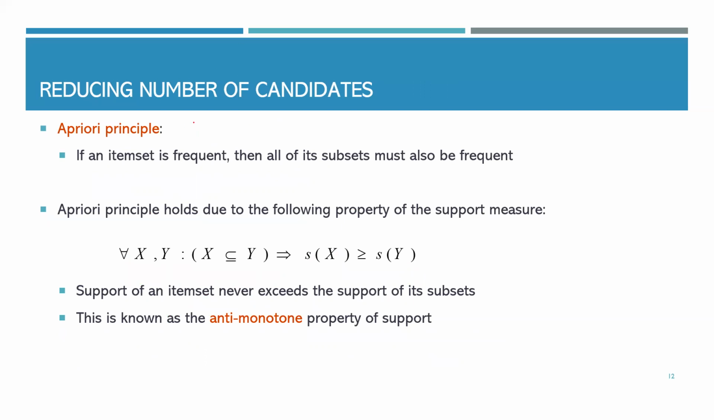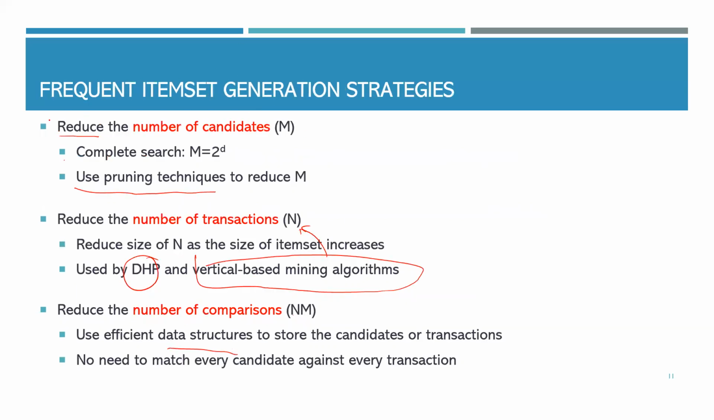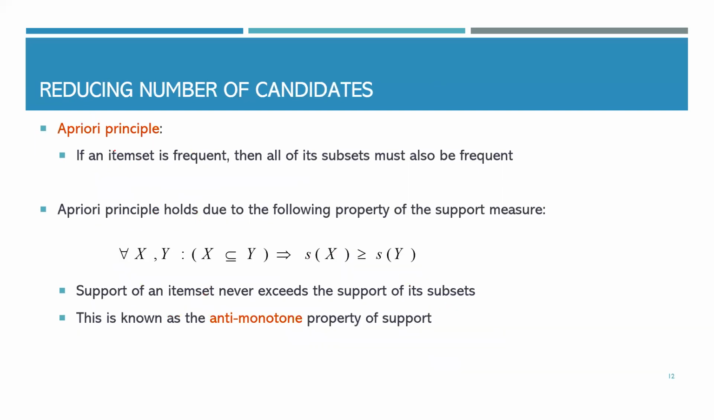Reducing the number of candidates is the first technique. How do we reduce the number of candidates? We have what we call the Apriori principle. This is a basic principle in association rules. The idea is: if an item set is frequent, then all of its subsets must also be frequent. So for example, we have a 3 item set.